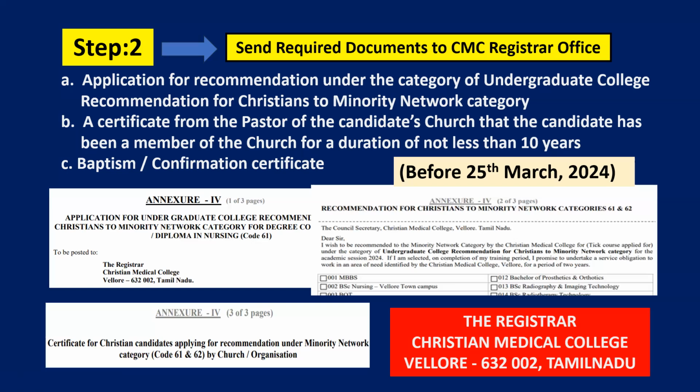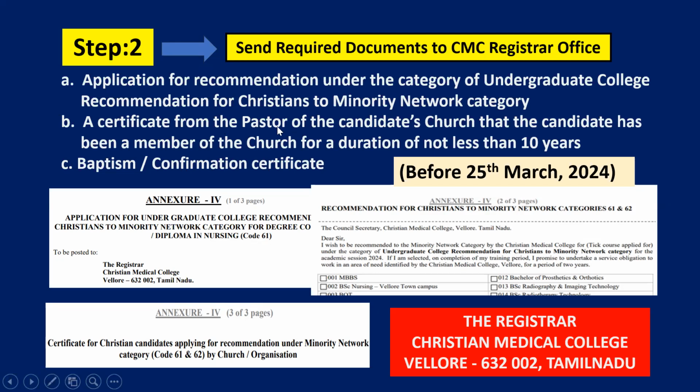First, you should take a printout from that information bulletin. After that, you should fill in all the details and have it signed by the respective people. Then you should submit these 3 pages to the CMC Registrar Office by speed post. The first one is the application for recommendation under the category of undergraduate college recommendation for Christians to the minority network category. This is the application to get the recommendation from CMC Vellore for students applying under undergraduate college recommendation and the minority network category.